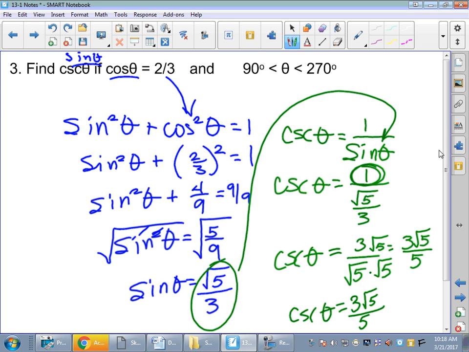We've got to look at our sign. We are between 90 and 270. Well, that's not really a good clue. So actually, if we're finding, let's change that to 180.